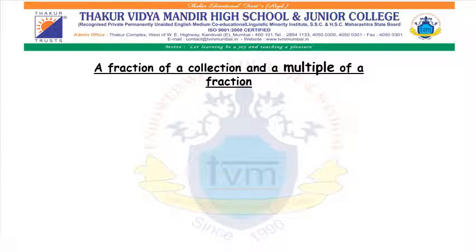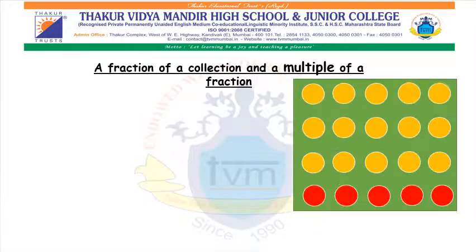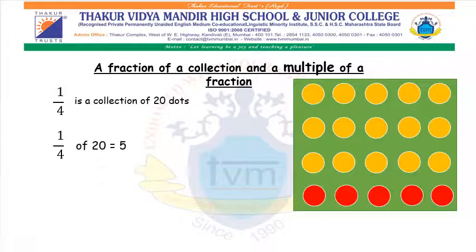Suppose you are given 20 dots and told to find out the 1/4 of the collection. So how you will find out 1/4 of 20? So 1/4 of 20 will be 20 divided by 4. So 5 is the 1/4 of 20 dots. So 5 dots will be 1/4 of 20 dots.